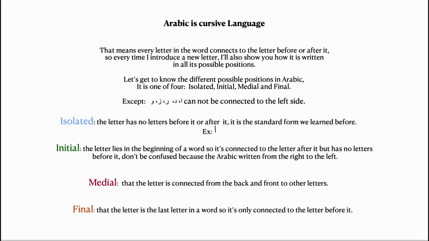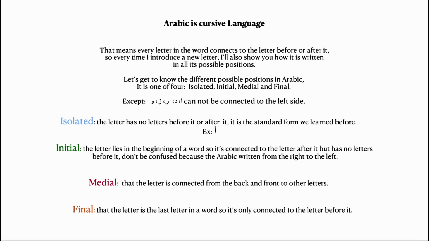Isolated: the letter has no letters before it or after it. It is the standard form we learned before. For example, alif, separated aside, standing by itself. So this is the isolated letter. Initial: the letter lies at the beginning of a word and is connected to the letter after it, but has no letter before it. Don't be confused, because Arabic is written from right to left, not like English, which goes from left to right. Arabic is from right to left.